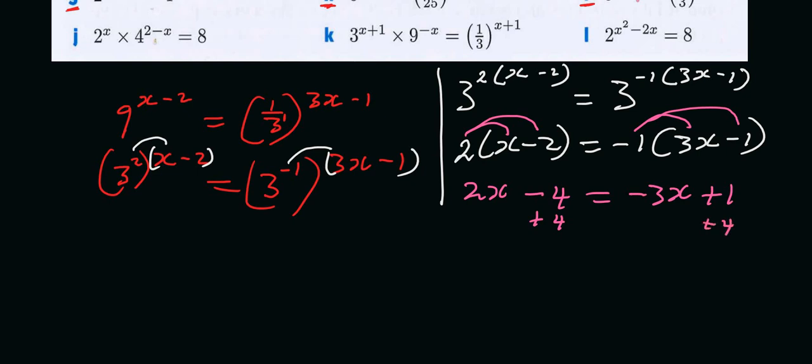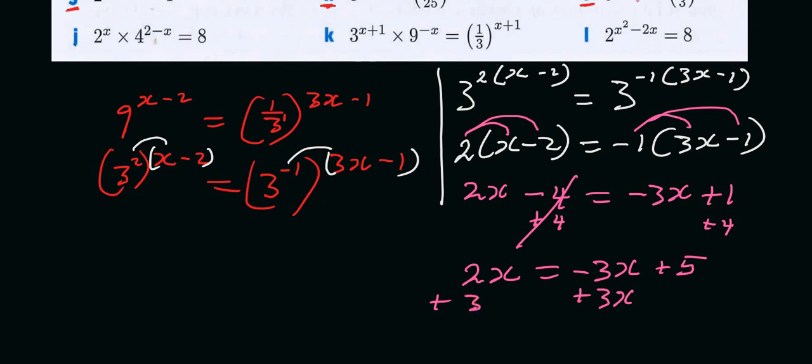So plus 4 minus 4, we cancel out from here, and we're going to have 2x on the left side, and this is equal to negative 3x plus 1 plus 4, which is 5, so plus 5. So let's also add 3x to both sides.